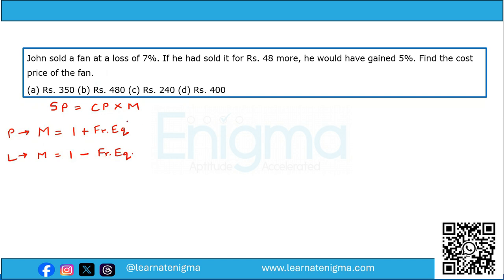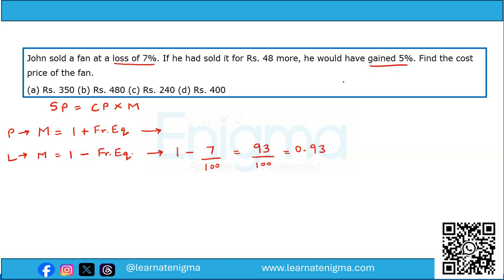Okay. So now in this case, we have a loss of 7%. So therefore, the multiplier for that will be, loss hai, so it will be this case. So 1 minus 7 upon 100. So this becomes 93 upon 100, or you can also write it down as 0.93.